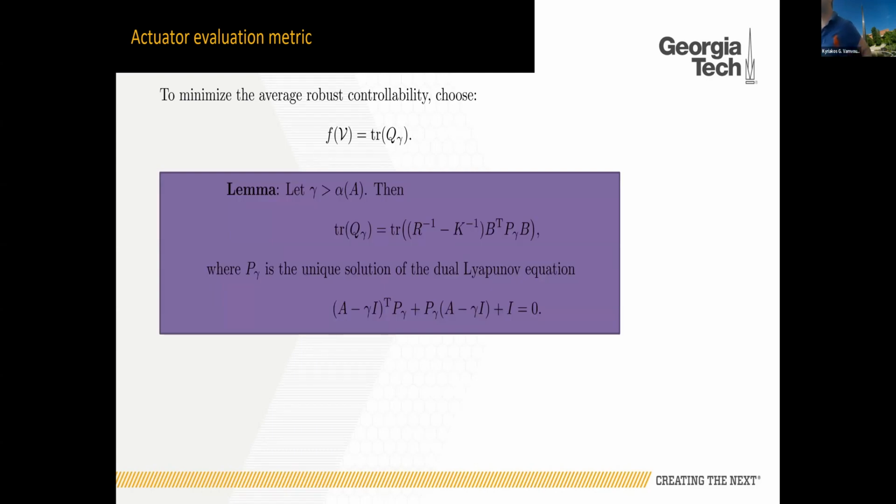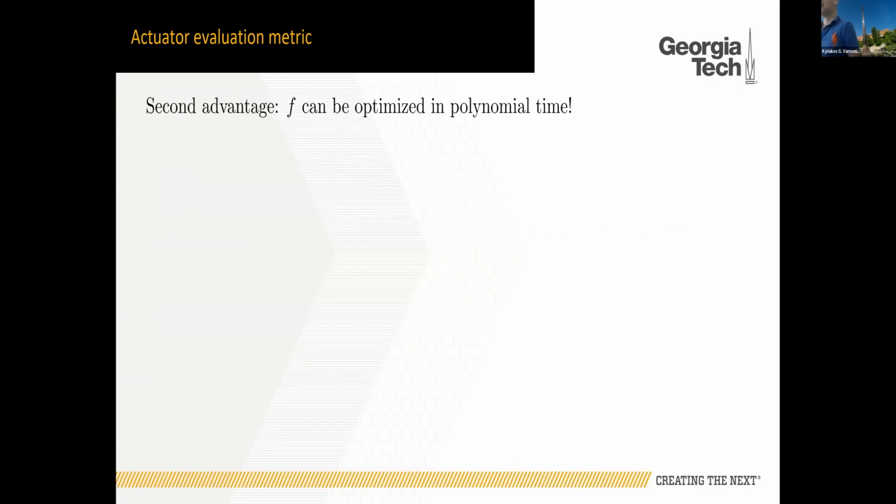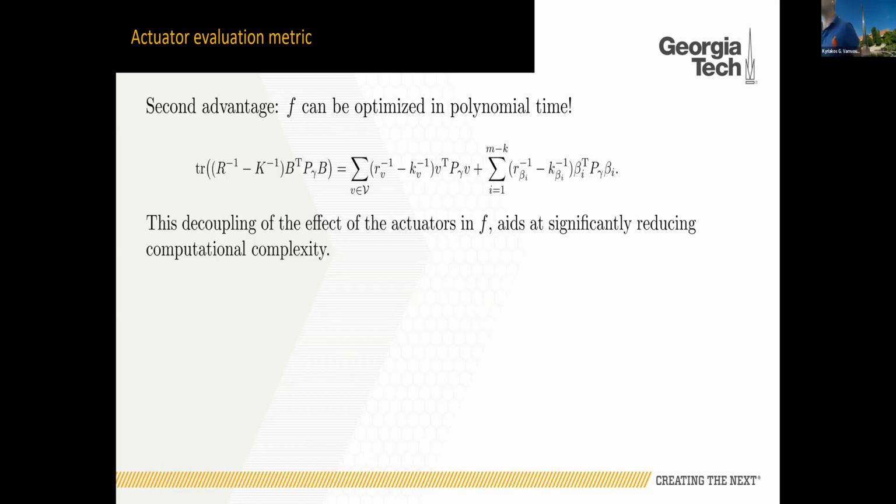Now, to minimize this average robust controllability, remember that this F was a controllability metric. I will define this F to be the trace of the controllability Gramian that you saw before. This is again easy to solve. I can find the unique solution of this dual Lyapunov equation, which means only one Lyapunov equation needs to be solved to evaluate this metric F. A second advantage of this metric is that it can be optimized in polynomial time, and we can reduce all the complexity.